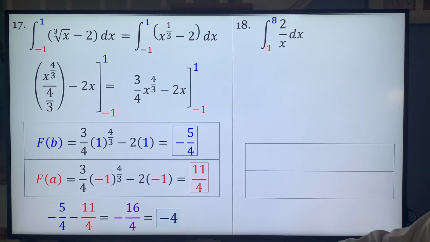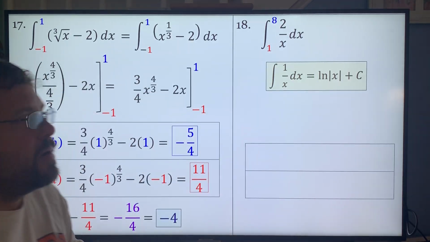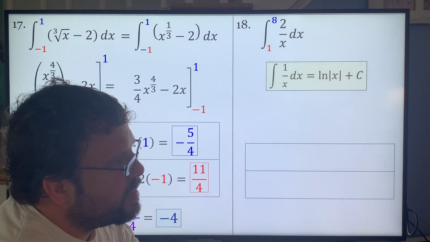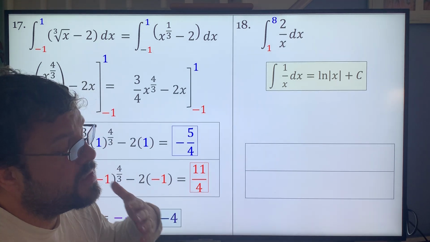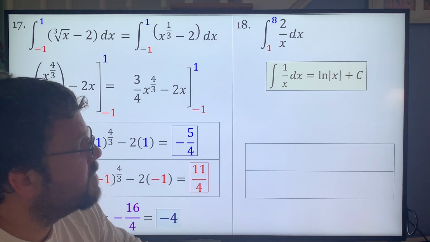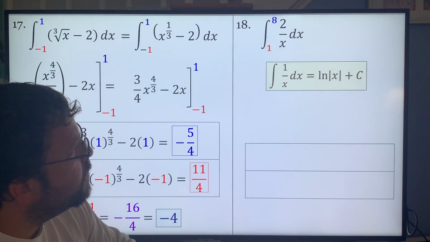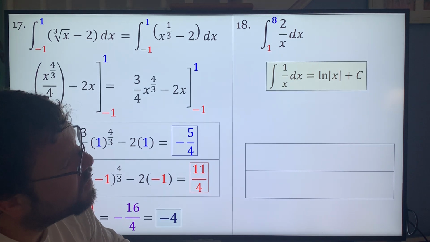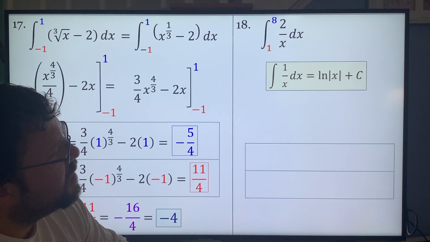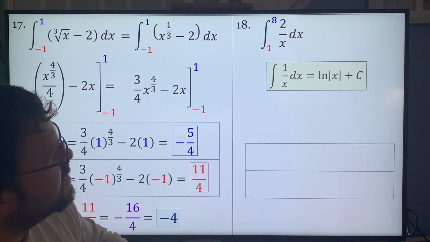18. Rewrite x on bottom by itself, it means 2x to the -1. But you can't integrate x to the -1 because -1 plus 1 is 0. So we actually have to use our special integration formula. Do you guys remember that? Hopefully you did. Anytime you have an x in the denominator, you have to use the ln. All right. So 1 over x dx equals ln absolute value of x plus c.